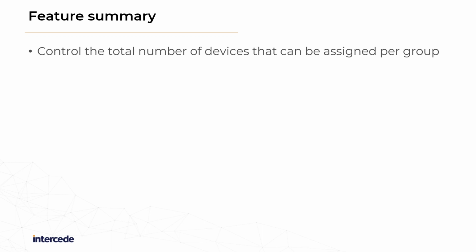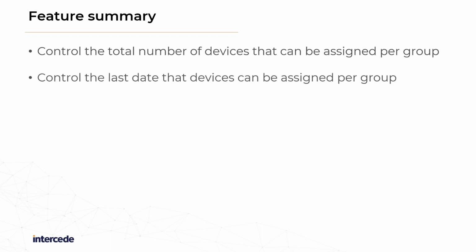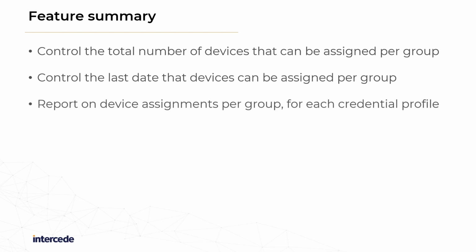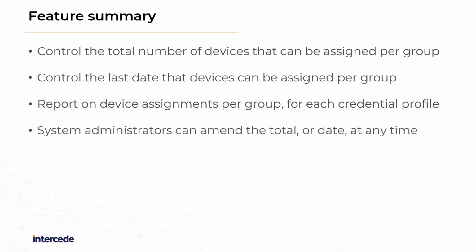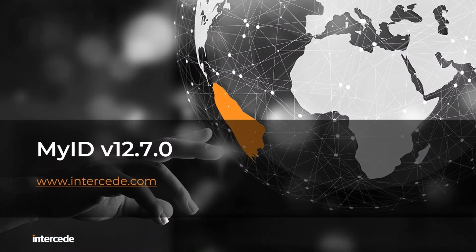So, to summarise, this new feature helps provide fine-grained control where you need to have a limit on how many devices can be assigned per group and the period of time in which that can take place. The new report will help you see how close each group is to its limits, and it's easy to change or even not apply these limits at all by amending the group attributes. There is no change to your overall license agreement with Interseed or how those licenses are consumed, meaning this flexible solution can be used to meet your own needs depending on your business requirements.